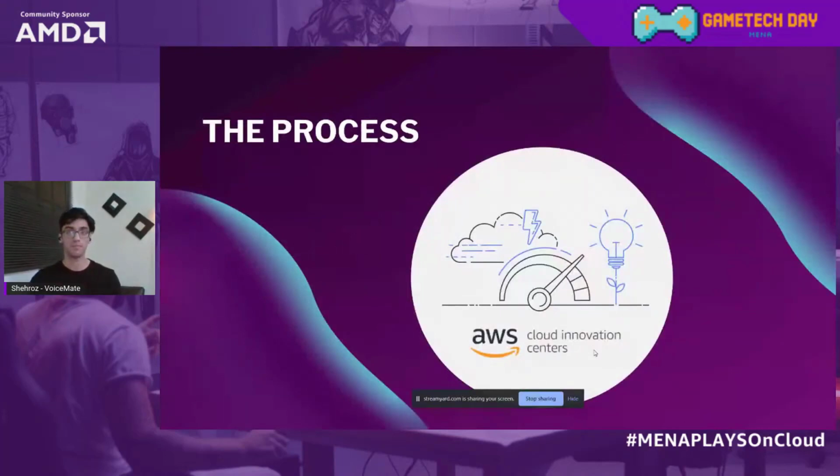Now we knew the problem, but we didn't know the how because, as I said, I was a student at UOB, University of Bahrain. I was studying software engineering. I had a game development background, so I had some basic programming principles, but that was about it.